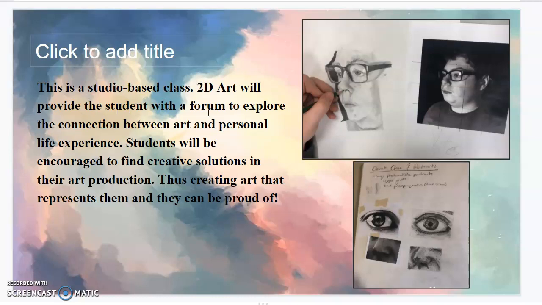They're here making art. 2D art will provide the student with a forum to explore the connection between art and personal life experience. Students will be encouraged to find creative solutions in their art production, thus creating art that represents them and they can be proud of. So we oftentimes do projects that really highlight who they are. This is a self-portrait project where we're learning how to use pencil or graphite and draw realistically, but we do many other projects that include parts of their life and things they're interested in, or something from home. So hopefully a lot of times they'll be proud of what they've made.